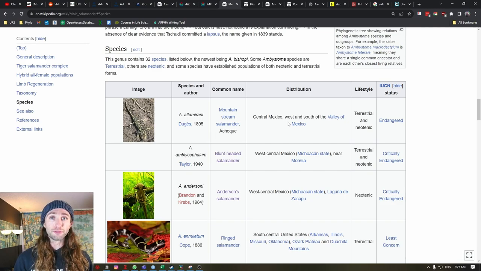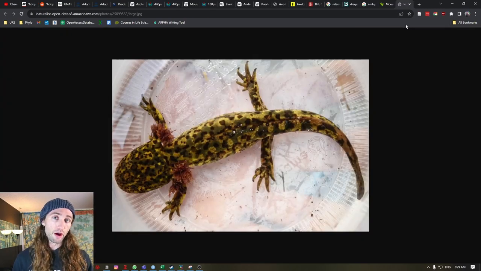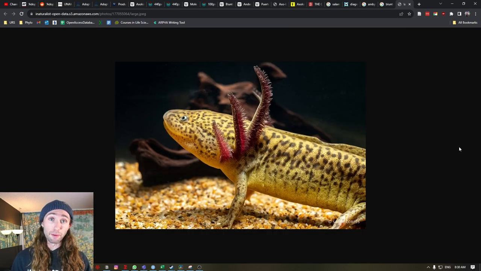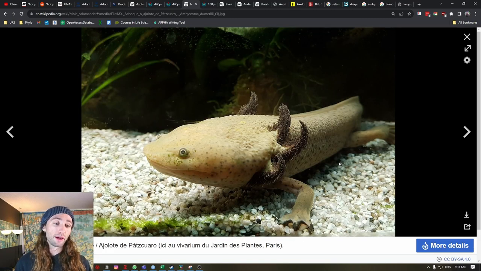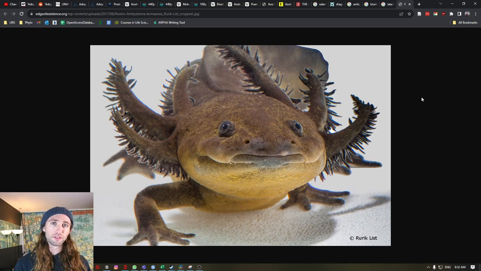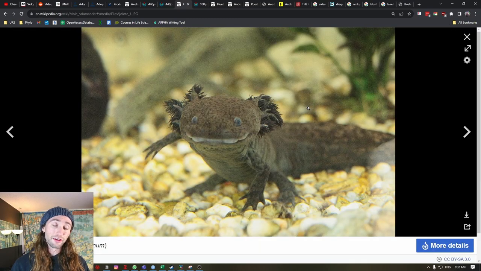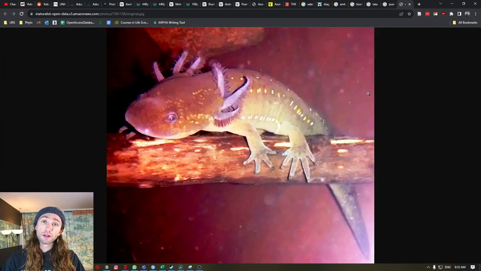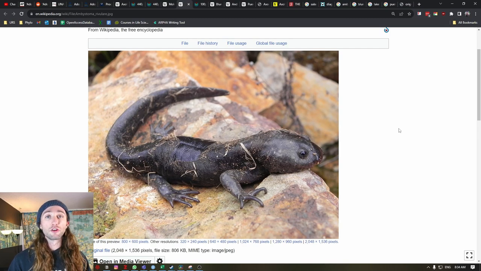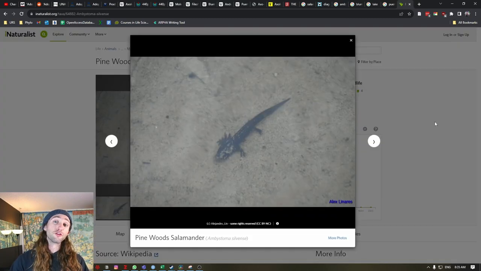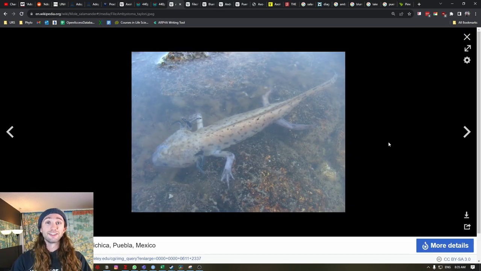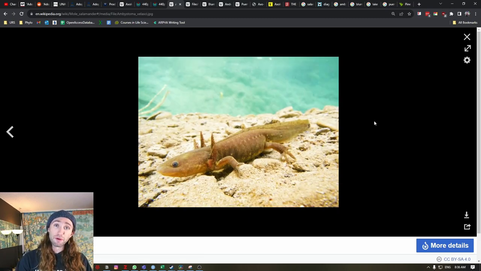These species include the mountain stream salamander, Ambystoma altamirani, the blunt-headed salamander, Ambystoma amblycephalum, Anderson's salamander, Ambystoma andersoni, the lake Pátzcuaro salamander, Ambystoma dumerilii, the lake Lerma salamander, Ambystoma lermaense, the classic axolotl, Ambystoma mexicanum, the Puerto Hondo stream salamander, Ambystoma ordinarium, the Michoacán stream salamander, Ambystoma rivulare, the Tarahumara salamander, Ambystoma rosaceum, the Durango salamander, Ambystoma silvense, Taylor's salamander, Ambystoma tayloriae, and the plateau salamander, Ambystoma velasci.